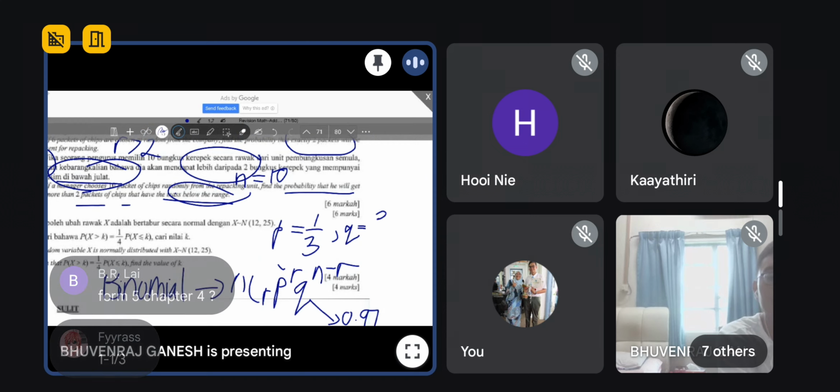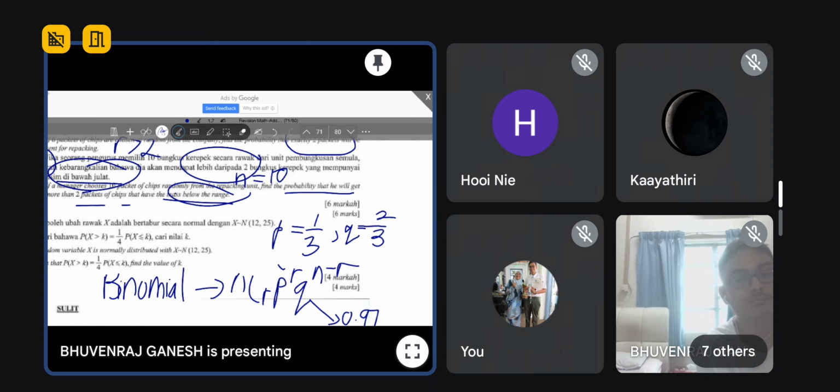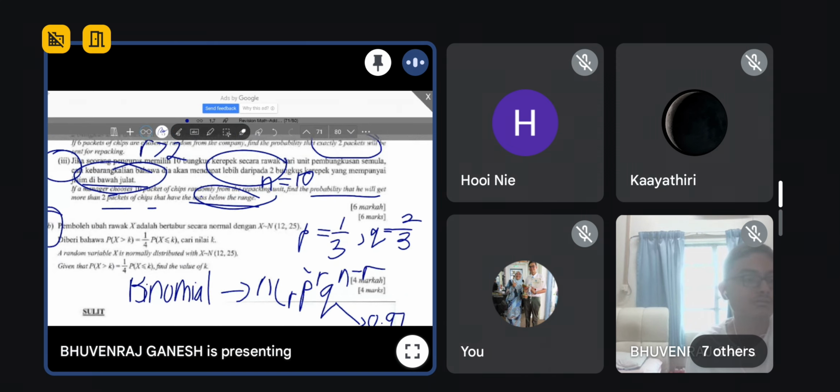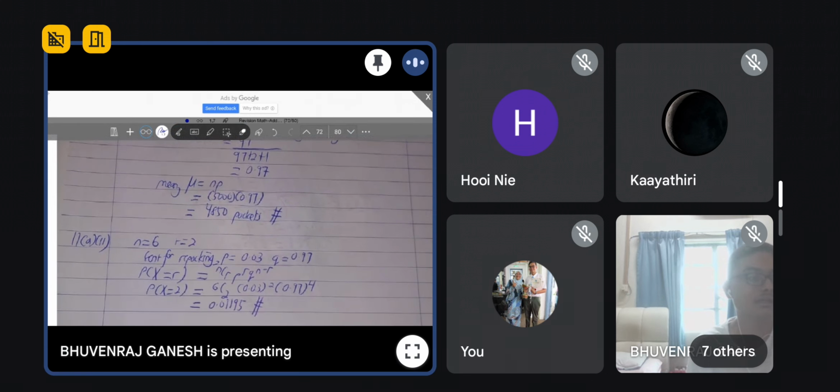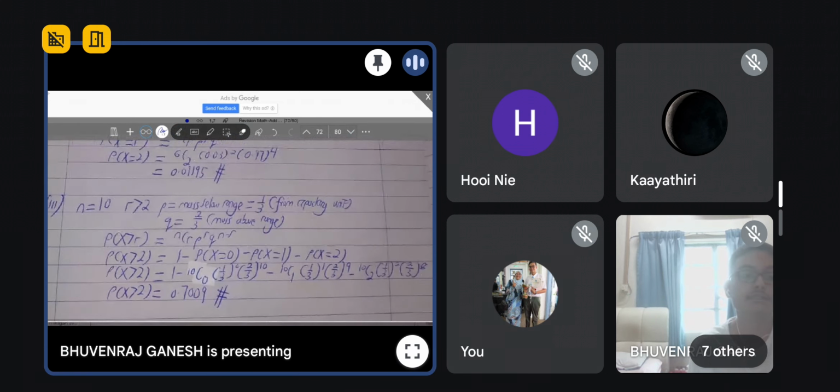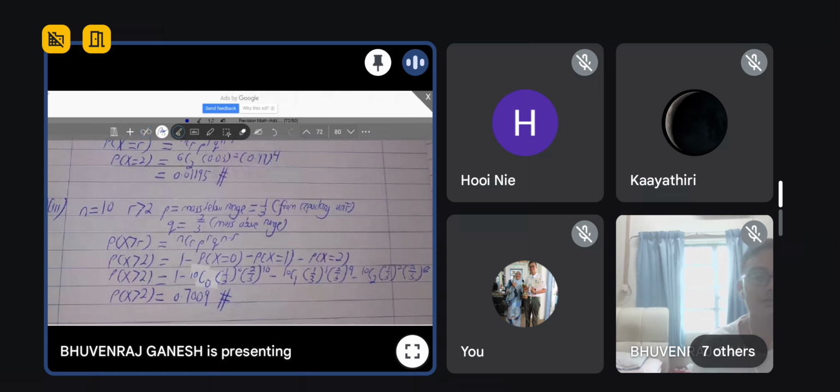Very good. Q equal to 2/3. Form 5, Chapter 5. Binomial distribution. Okay. So, now you can solve the question already. Kamu boleh selesaikan. So you just refer this.